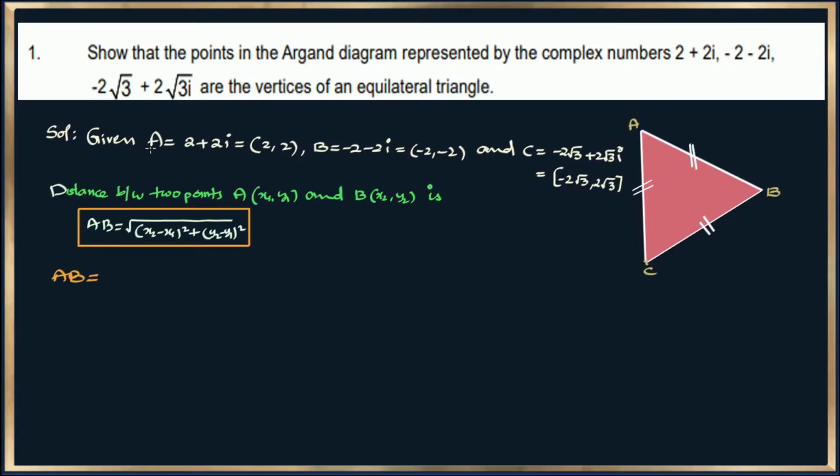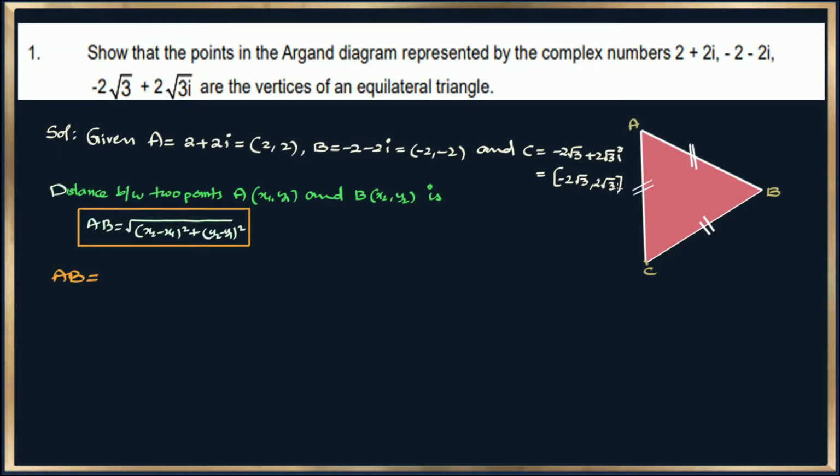So first write down the given points. A, 2 plus 2i, we can write as (2, 2). B, minus 2 minus 2i, as (minus 2, minus 2), and C, minus 2 root 3 plus 2 root 3i, as (minus 2 root 3, 2 root 3). So these are the given 3 vertices of the triangle.